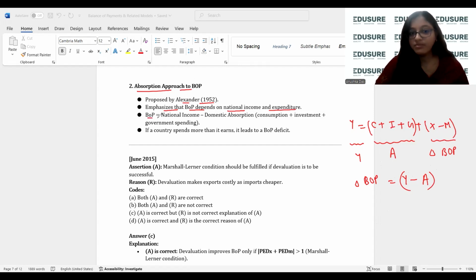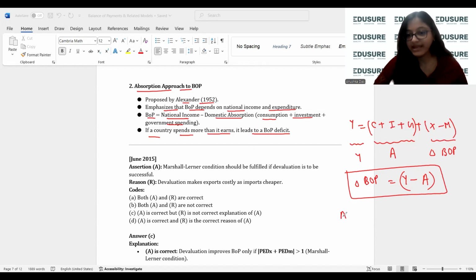Now see, BoP is equal to national income minus domestic absorption. That is exactly what I wrote here, where domestic absorption is consumption, investment, and government spending. Please remember this equation. This identity will help you. If the country spends more than it earns, then the BoP will be in deficit. Absorption is basically spending, what you are demanding, what you are spending basically.